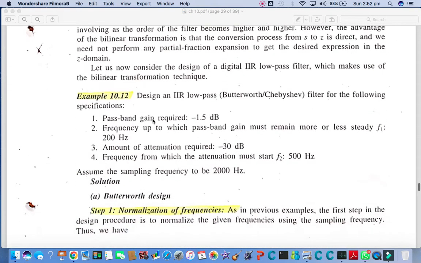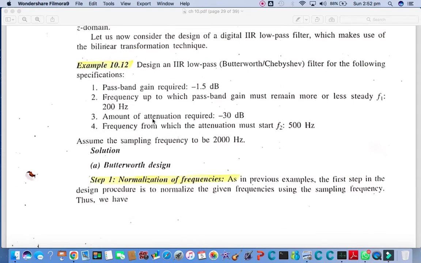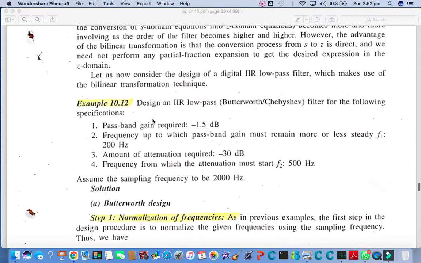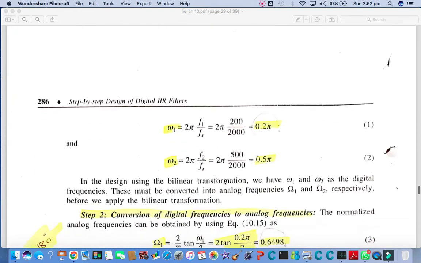Okay, so now we have a problem in which we will be using the bilinear transformation method. So we will be following all those steps. We have an IIR Butterworth filter with H1W this, we have H2W this, and we have the frequencies, and we have the sampling frequency as well.